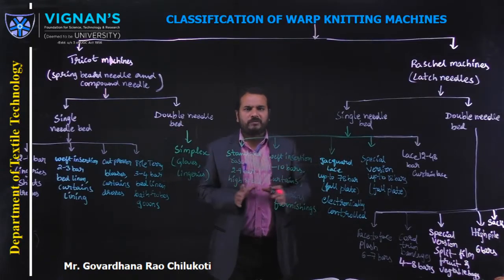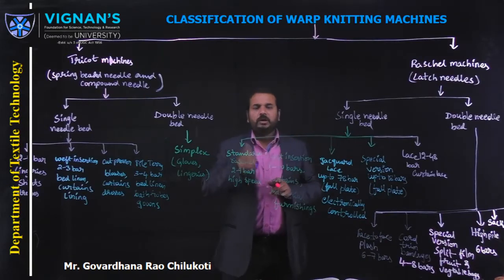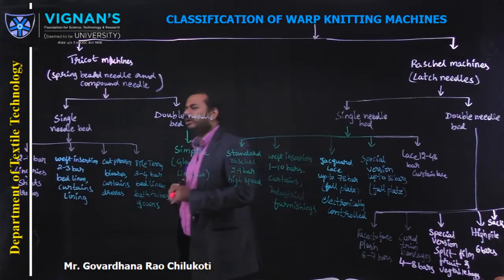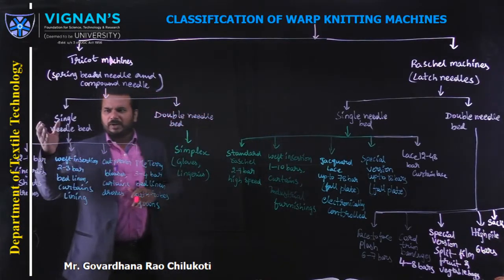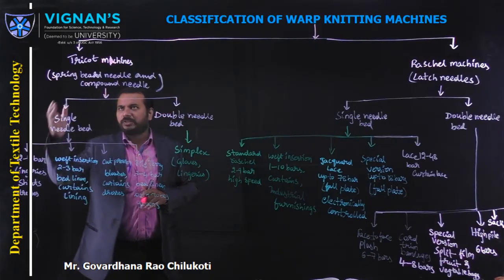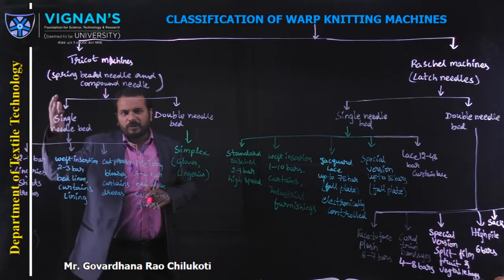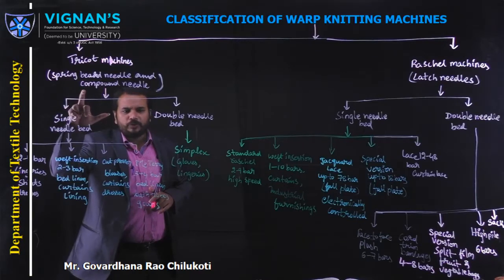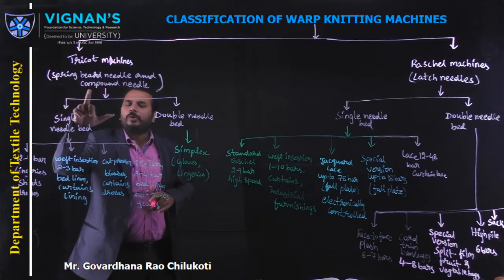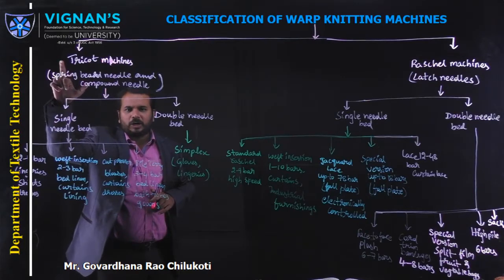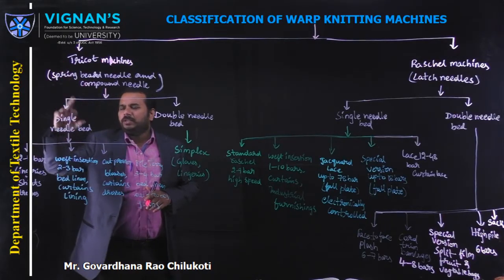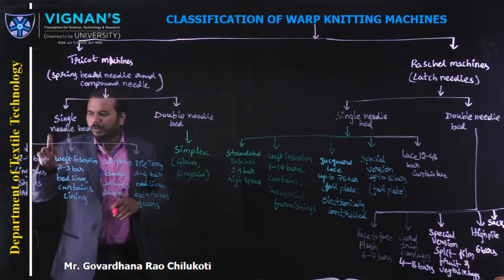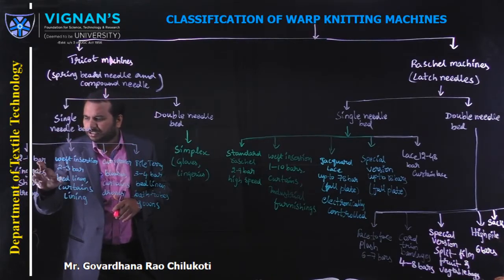Based on the number of needle beds and number of guide bars you are using, complicated structures can be made. So you can see here we have single needle bed warp knitting machines, that is tricot knitting machines. Why are we calling them tricot? Because we are using the spring bearded needle and the compound needle. That is why we call them tricot machines. You can see here these tricot machines are categorized into two: single bed and double bed. In single needle beds, we are using the first one, that is 2 to 5 bar.